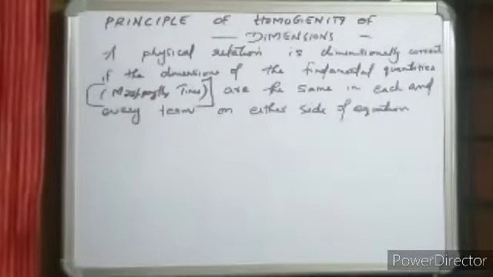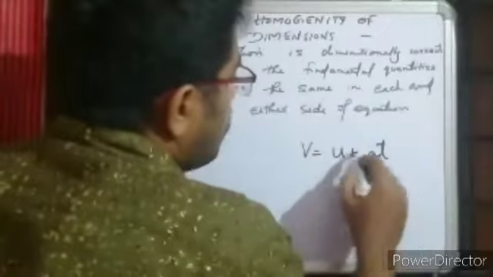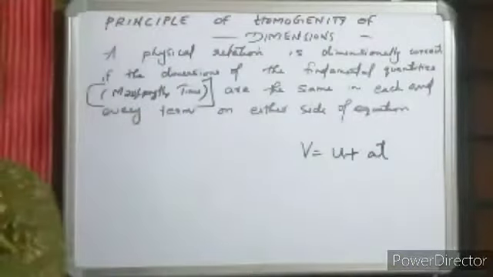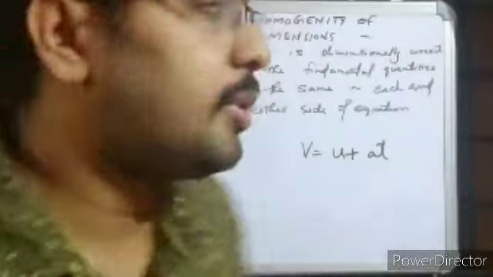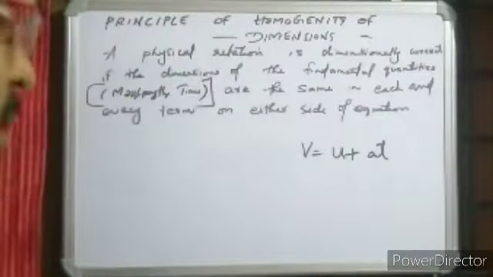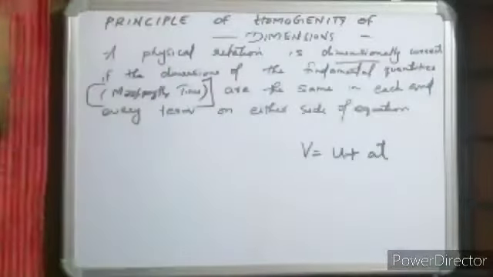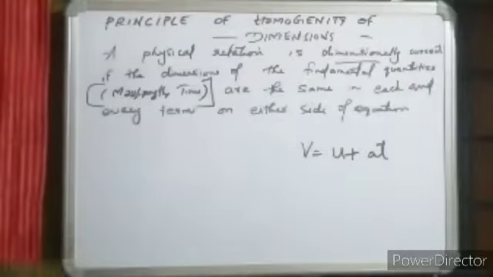When I say physical relation, like V is equal to U plus AT, or S is equal to UT plus half AT square, those are examples of a physical relation. Such a relation is said to be dimensionally correct if the dimensions of the fundamental quantities are the same in each and every term on either side of the equation.